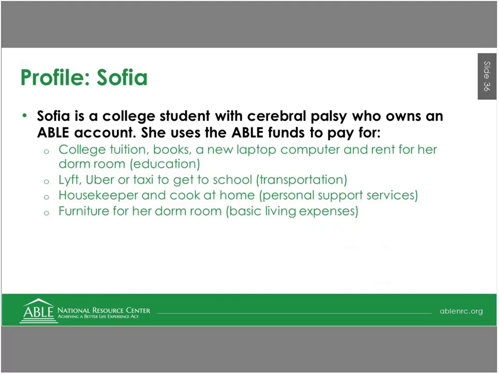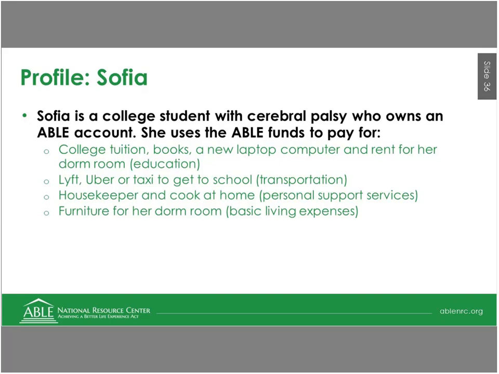Let's meet Sophia, right? Sophia is a college student with cerebral palsy who owns an ABLE account. She uses the ABLE funds to pay for, one, college tuition, books, a new laptop computer, and rent for her dorm room, so that's under education; a Lyft, Uber, or taxi to get to school, transportation; housekeeping and cooking at home, personal support services; and furniture for her dorm, basic living expenses.